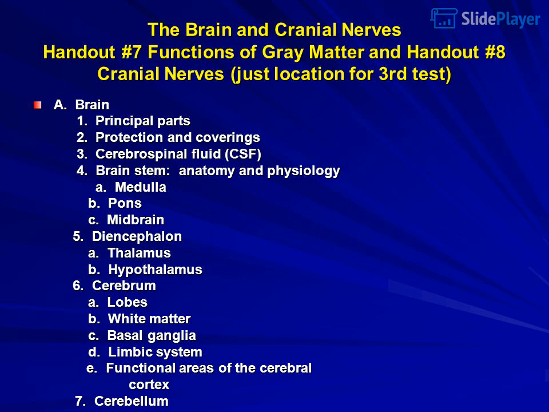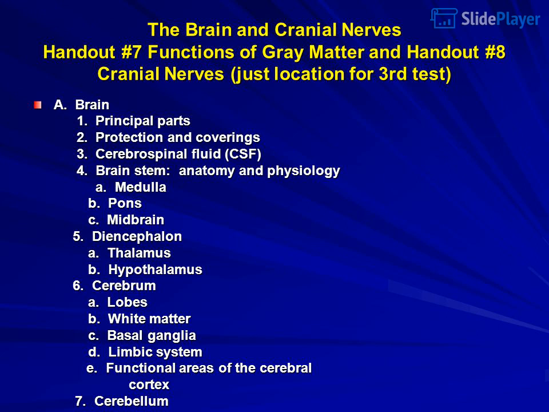2. Protection and coverings. 3. Cerebrospinal fluid, CSF. 4. Brain stem, anatomy and physiology. A. Medulla. B. Pons. C. Midbrain. 5. Diencephalon. A. Thalamus. B. Hypothalamus. 6. Cerebrum. A.